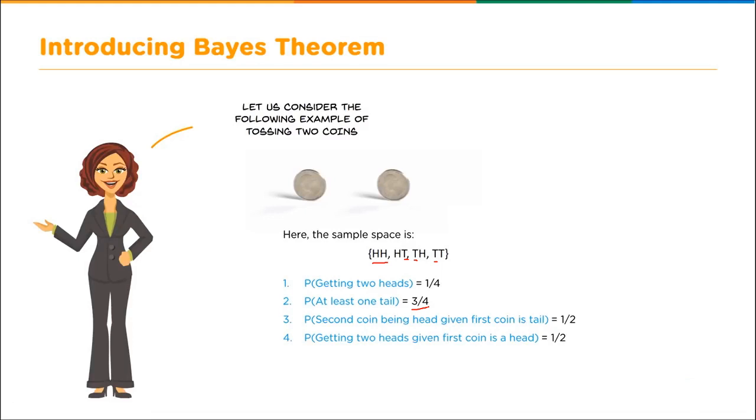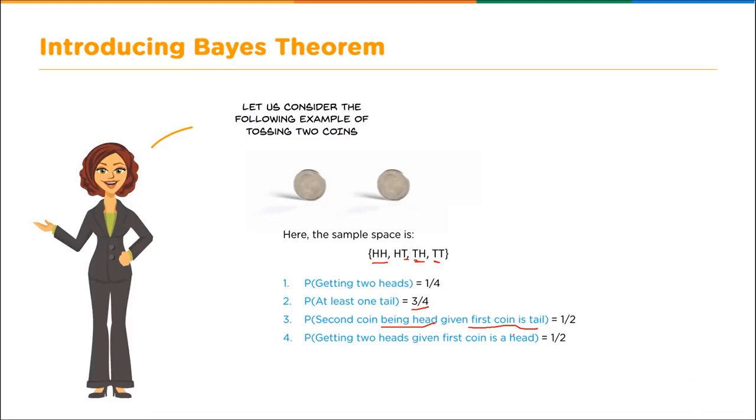When we talk about the third probability, a second coin being head given the first coin is tail, the first coin being tail is the event which has already happened. Out of these four events, I just want to segregate only the two events where the first coin is tail, and out of those, the second coin being head is only one event.